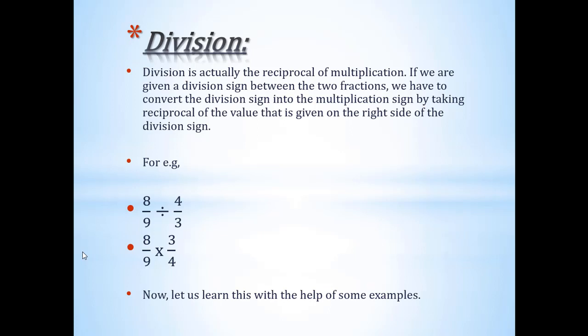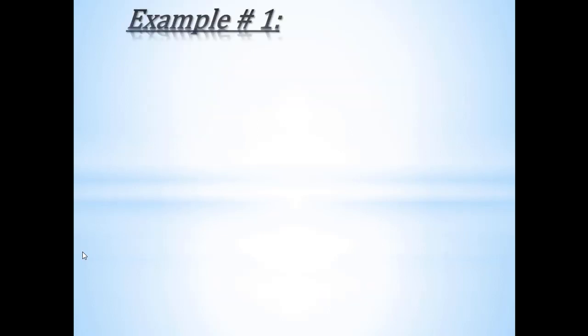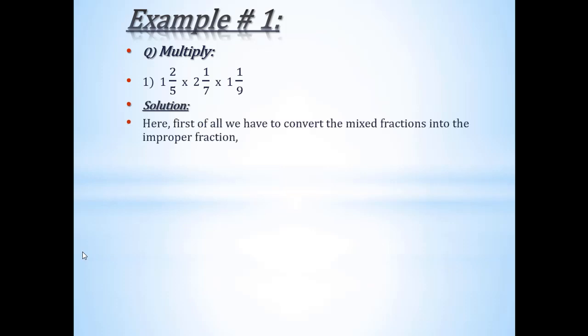Now let us learn this with the help of some examples. Example number 1, multiply. In this question, we are given three mixed fractions: 1 whole number 2 over 5, multiplied by 2 whole number 1 upon 7, multiplied by 1 whole number 1 upon 9. First of all, we have to convert these mixed fractions into improper fractions, and for that we multiply the denominator with the whole number. 5 times 1 is 5, and then add the answer to the numerator. That means 5 plus 2 is 7. So this is our new improper fraction.